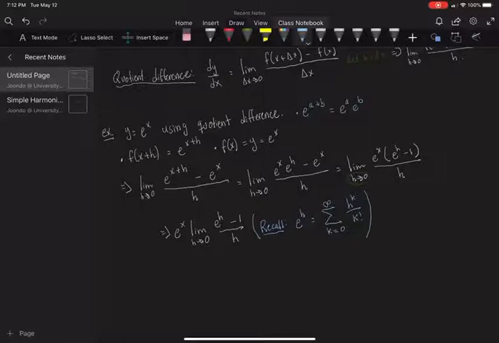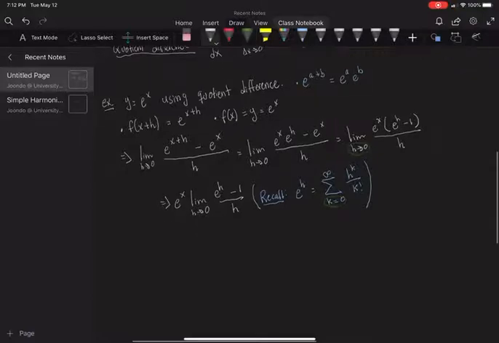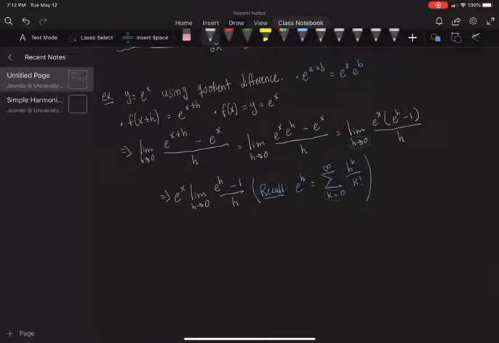Alright, so let's recall this. What does this mean? Well, the sigma means you start from k equals 0, and you expand it up to infinity. So if we expand the first few terms of this Taylor series, we said e to the h is equal to the sum from k equals 0 to infinity of h to the kth power over k factorial.